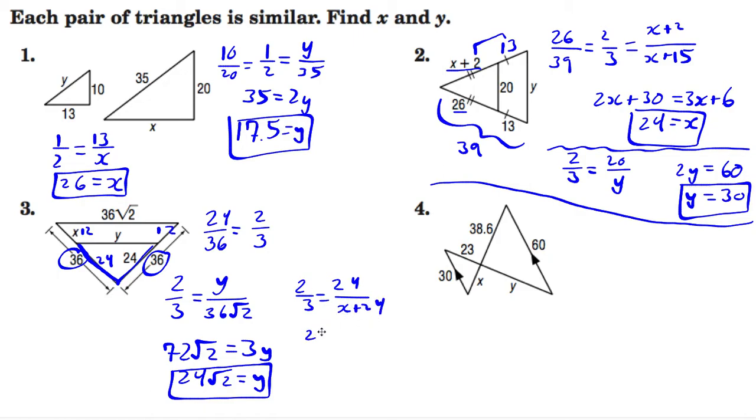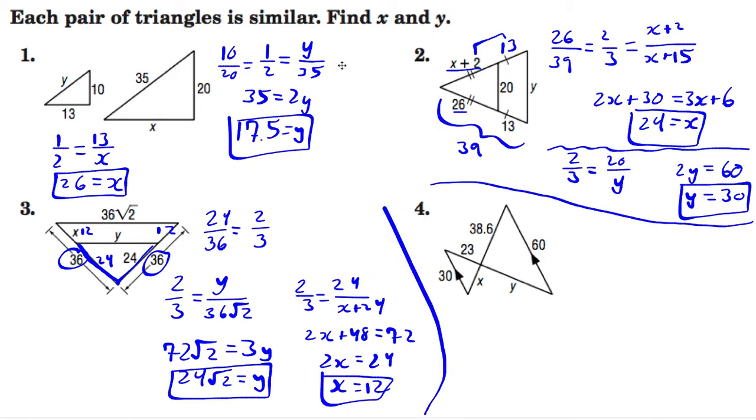And so we could cross multiply to get 2x plus 48 is equal to 72. So 2x is equal to 72 minus 48, which would be 24. So x would be equal to 12. So that's a little bit more of a mathematical way to get that answer. And then finally we have number 4.